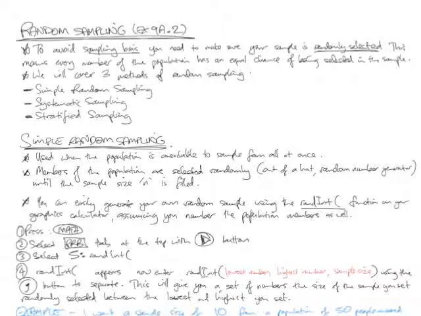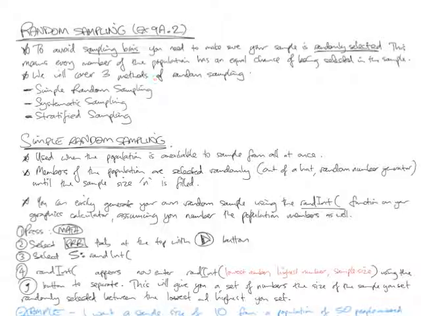This is on random sampling and should help you with exercise 9.2. So we've already talked about in sampling how you want to avoid bias in your sample. So you need to make sure that the sample is randomly selected, and that means every member of the population has an equal chance of being selected in the sample.